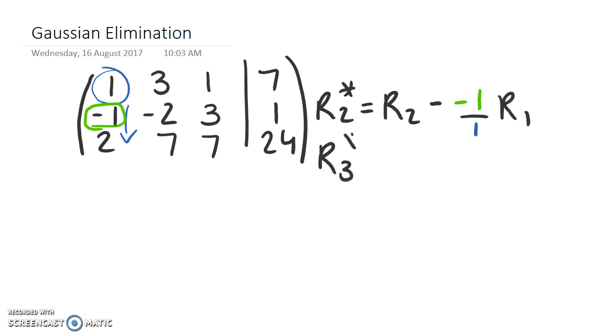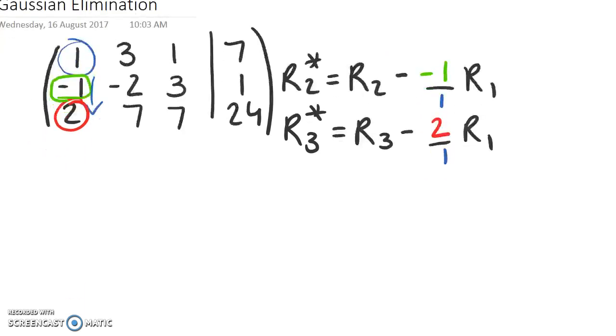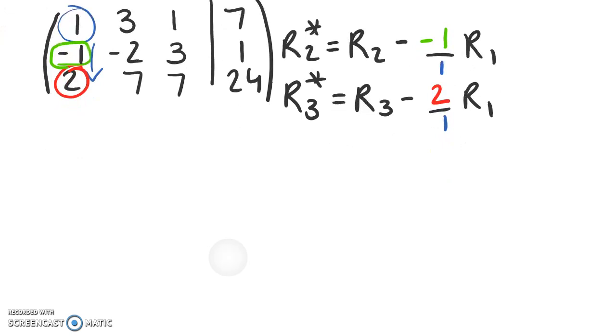Row 3 star, which is our new row 3, equals the old row 3, take away the number to be zeroed, which is 2, divided by the pivot, which is 1, times row 1. So we'll move this up a little bit so we can do it. We write down our little equivalent symbol. Our row 1 doesn't change at all. We end up with 1, 3, 1, 7.